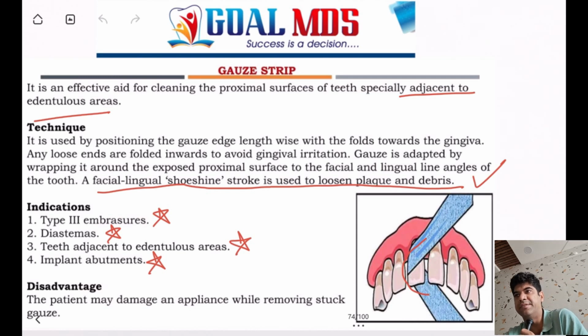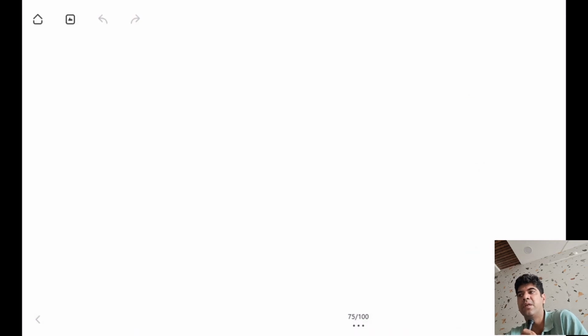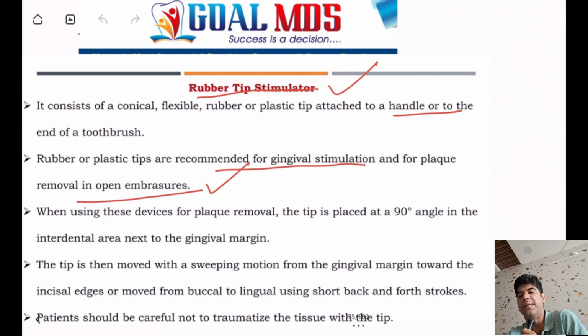Gauze strip: the gauze strip can be inserted adjacent to the edentulous areas, and a facial-lingual shoeshine stroke is used to clean the plaque and the debris. They are indicated in type 3 embrasures, diastema, implant abutments, etc.